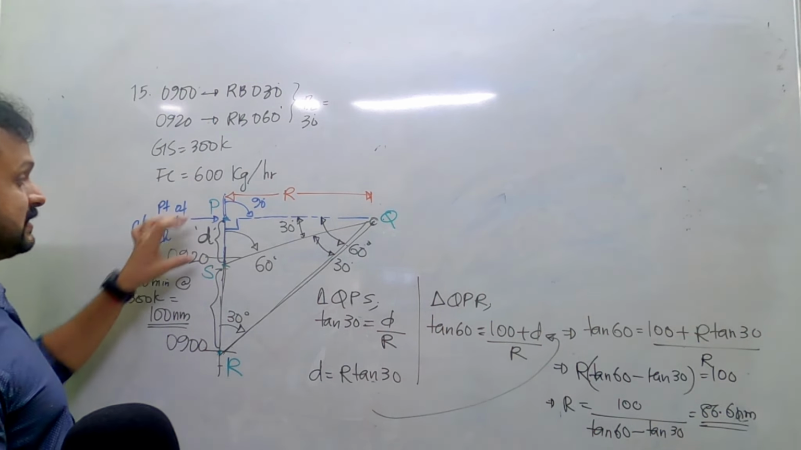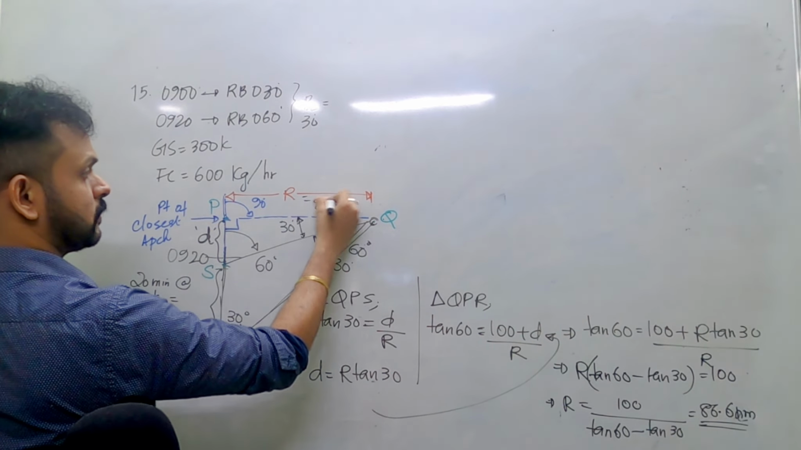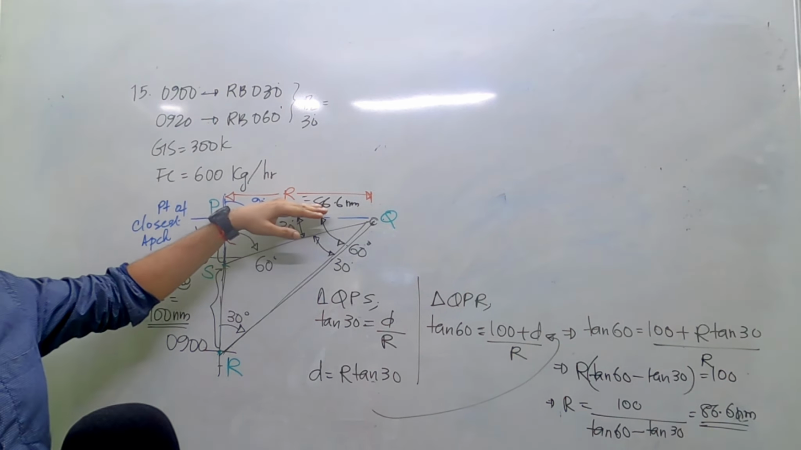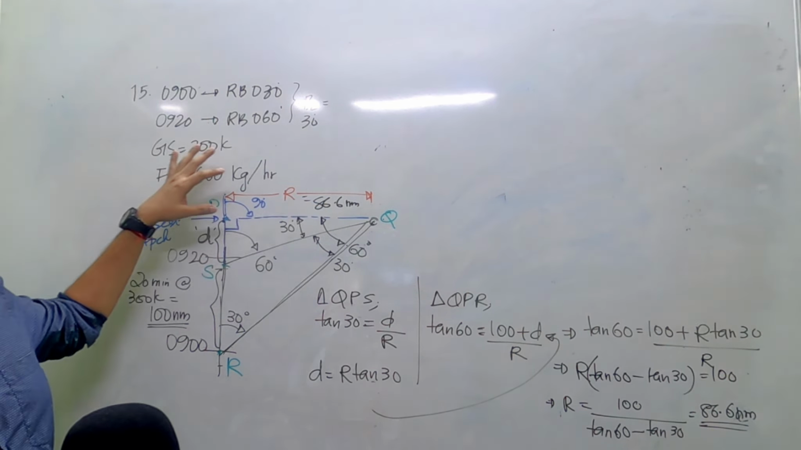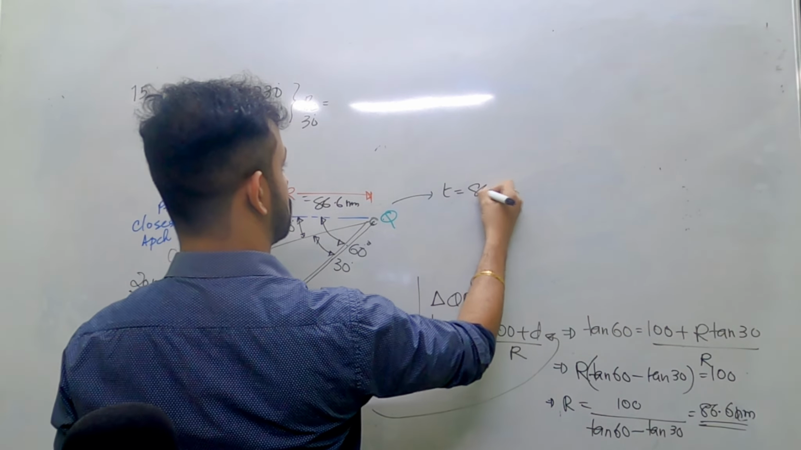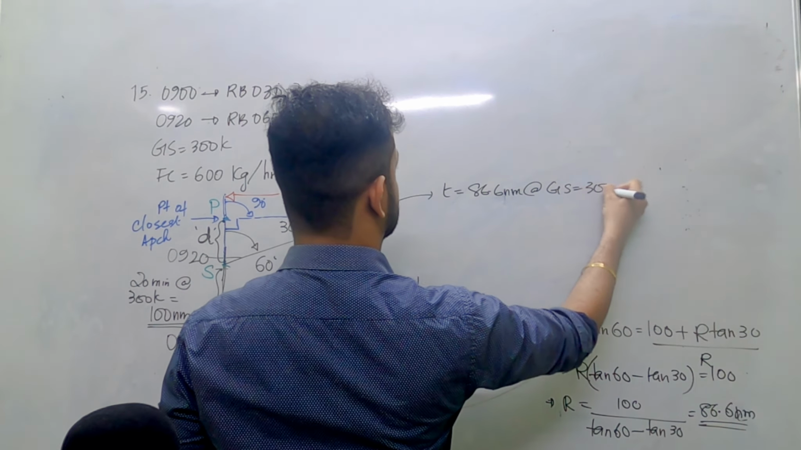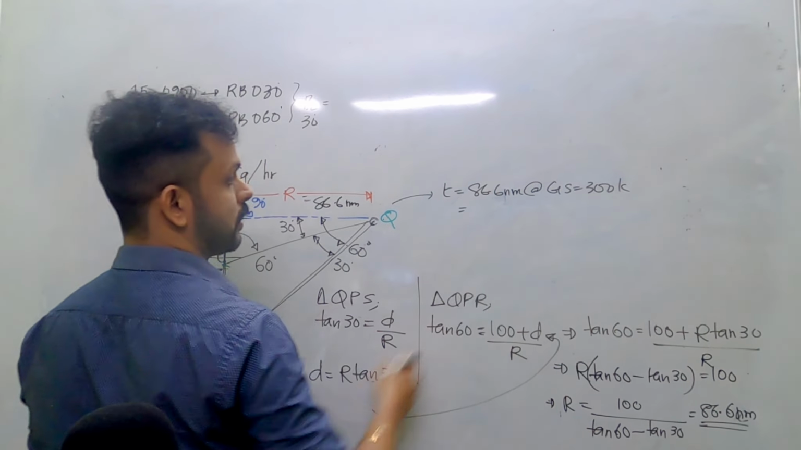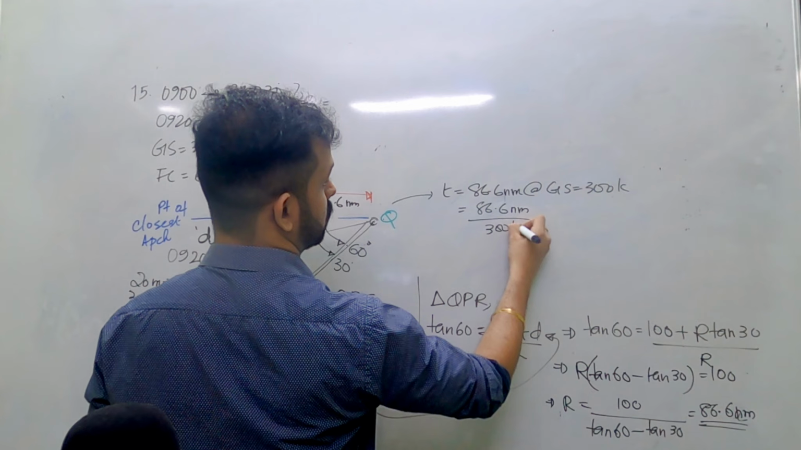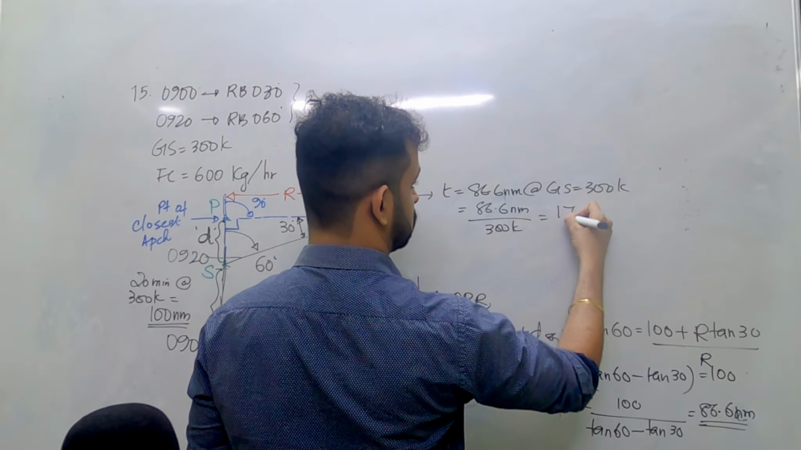So that is D, so that is R. So R is 86.6 nautical miles. Now, at a ground speed of 300 knots, you can find out the time that you would take, and you can also find the fuel consumption. So time is equal to 86.6 nautical miles at a ground speed of 300 knots. That is just 17.32 minutes.